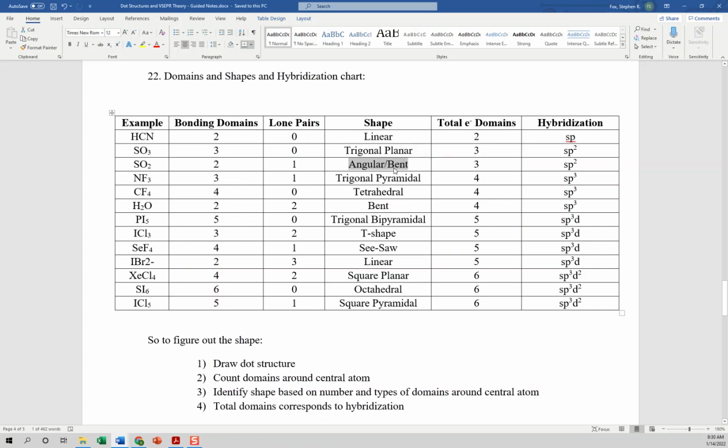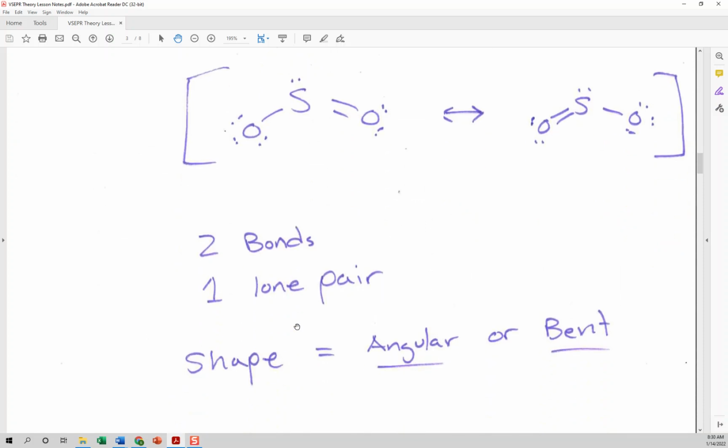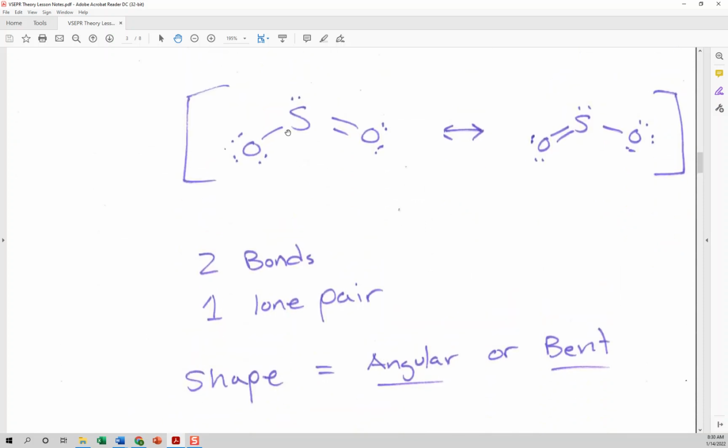And notice bent shows up 2 times. Water is this bent shape, but they're a little bit different. So if you want to differentiate between the 2 bent shapes, you could say angular. But we would say the SO2 molecule is bent or angular. Okay, we have our shape, but now let's think about the bond angle.